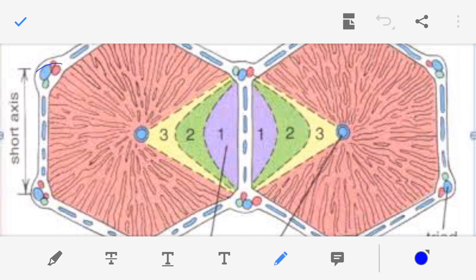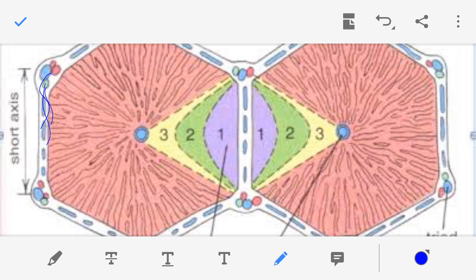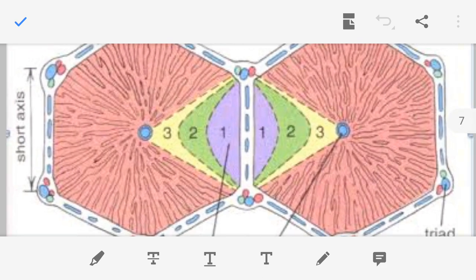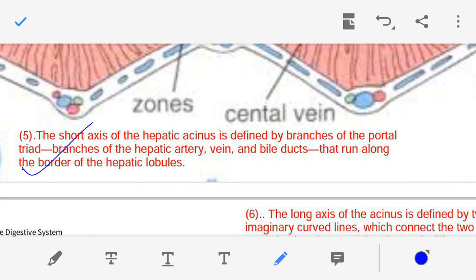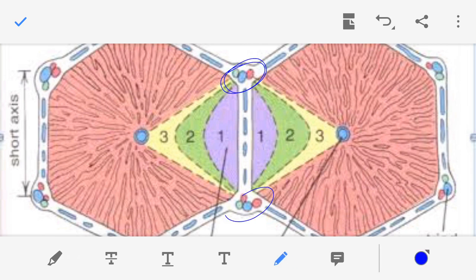See, this one is a portal triad, and this one is a portal triad, and in each portal triad there are three components, that is the artery, vein, and the bile duct. Their branches, the branch of the artery, branch of the vein, and branches of the bile duct, are running all over the place. So these branches of the portal triad are known as the short axis. That is the meaning of this point, the short axis. So in the fifth point we have discussed the short axis. So here also this is the short axis.